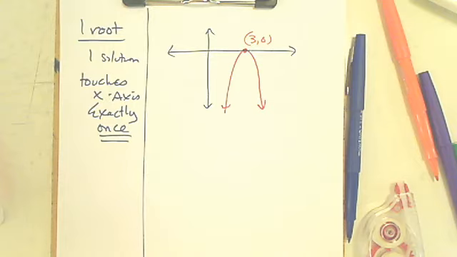It touches exactly once. So think back to chapter 8 when we factored it out. Your solution would be something like x minus 3, x minus 3. Or x minus 5, x minus 5. Or x plus 5, x plus 5. When the parentheses are the same, it has one solution. We'll talk about it later next week. Okay?